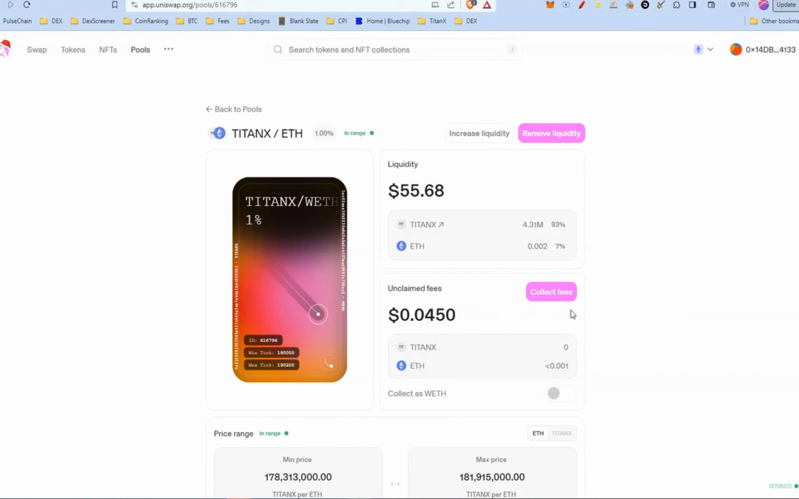Meanwhile, I could also collect the fees. This is completely independent of removing liquidity. So while you're providing liquidity, you can always come and claim your fees here. And as you can see, the fees are in both TitanX and ETH. And now I have 100% ETH. So now I have to remove the liquidity quickly, because otherwise, if the price goes the other direction, I will still be providing liquidity and I will start getting TitanX. And this is not what I want.